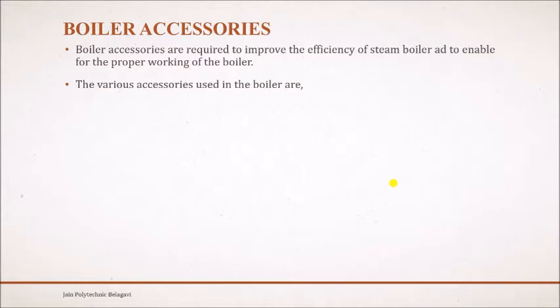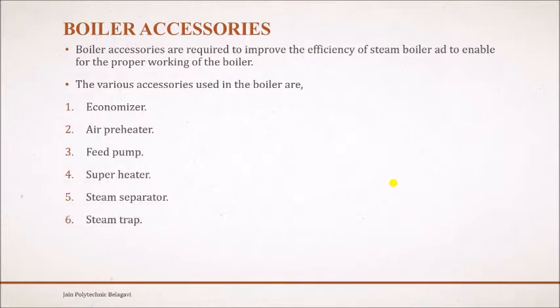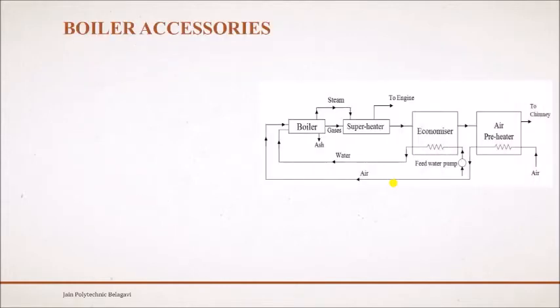So we'll be seeing what the different accessories used in steam boilers are. The first one is economizer, and then air preheater, feed pump, superheater, steam separator, and steam trap. Using a chart, we'll be explaining all these different accessories. So let's go through the first one, that is economizer.